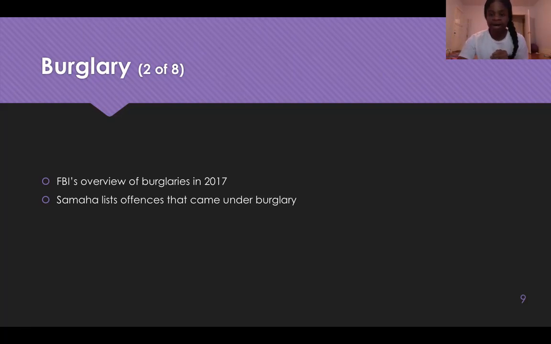So Samaha in 1993 lists a variety of offending scenarios for which offenders have been charged and convicted of burglary. These included shoplifting, pumping gas and leaving without paying, stealing a case of cigarettes from an open trunk, stealing popcorn from sidewalk stands, and stealing a few coins from a pay telephone.